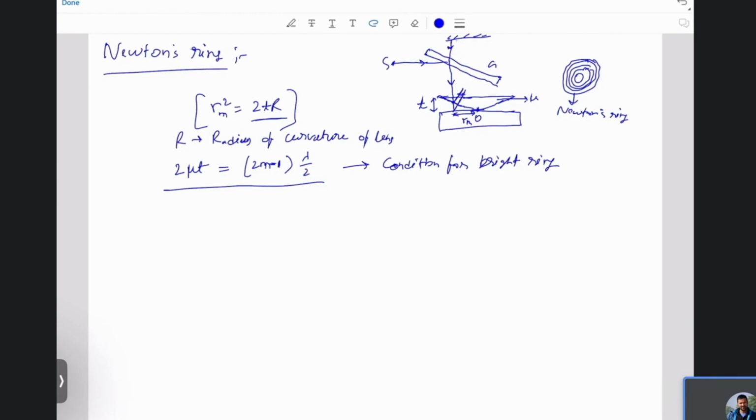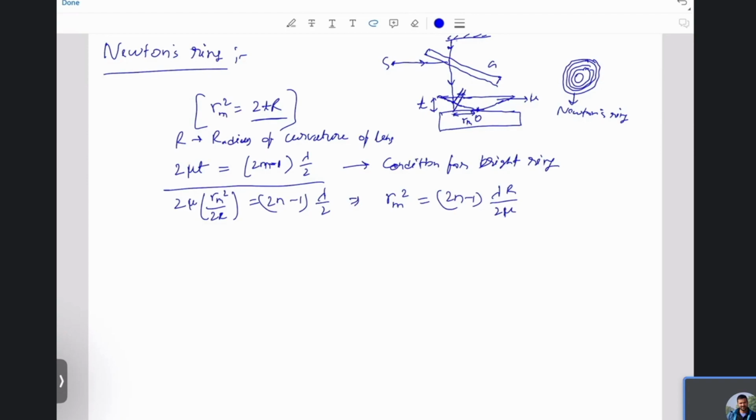Now what you can do is, in the place of t you can put Rm square by 2R from this formula, and then you can write the radius of the mth bright ring as Rm squared equals (2m minus 1) lambda R by 2 mu.